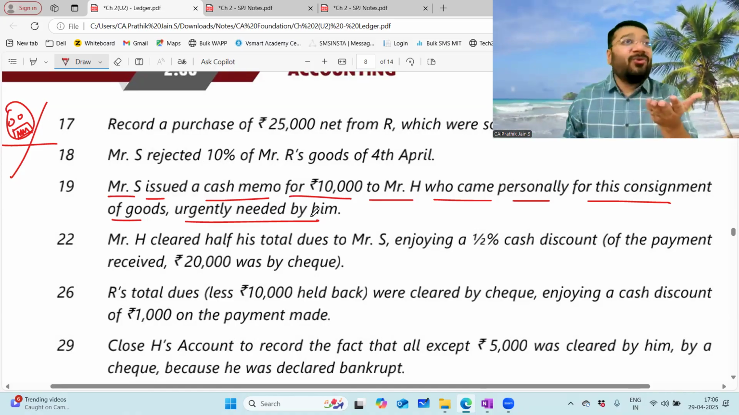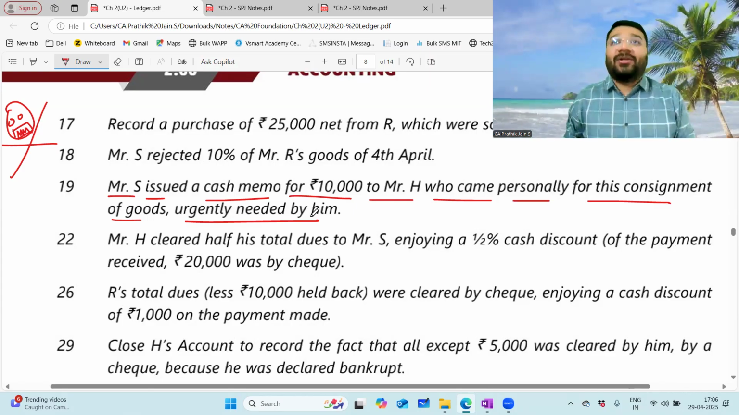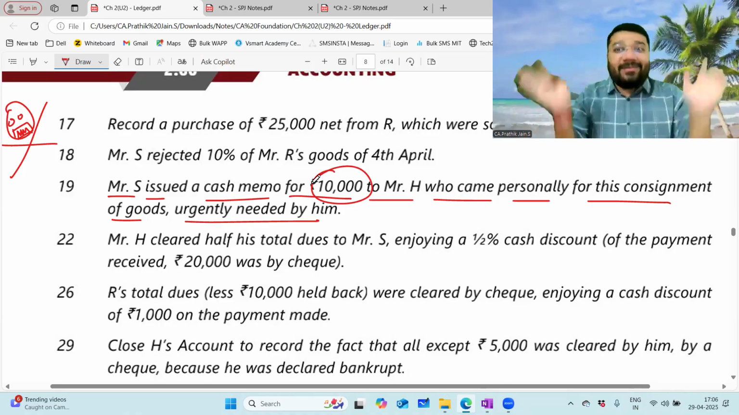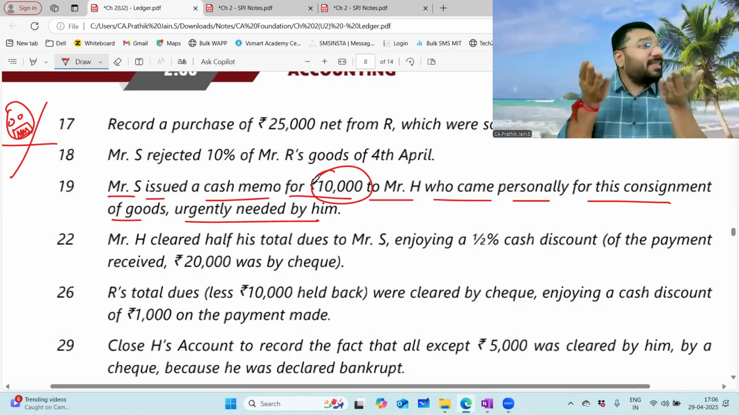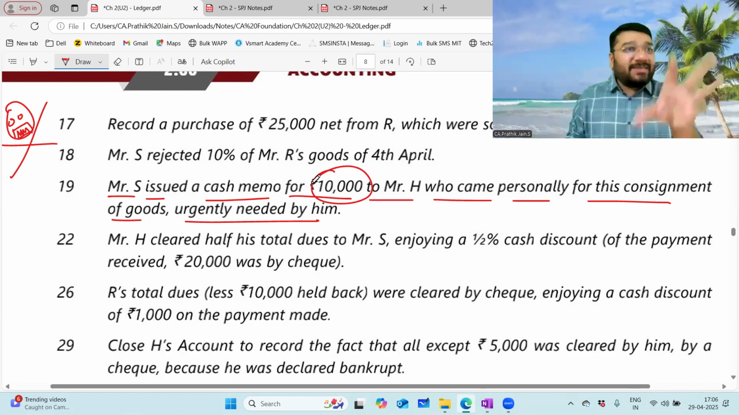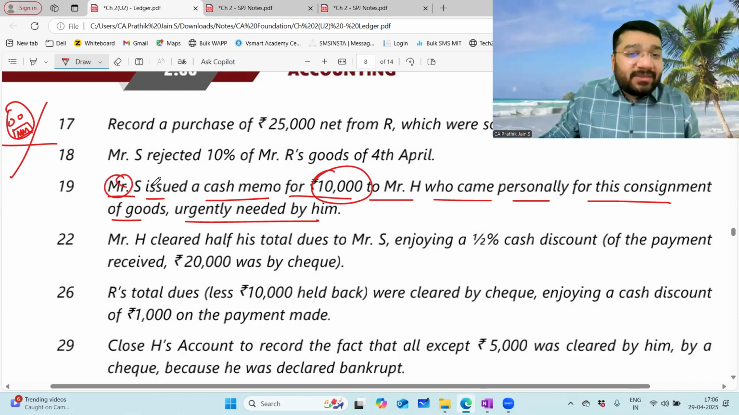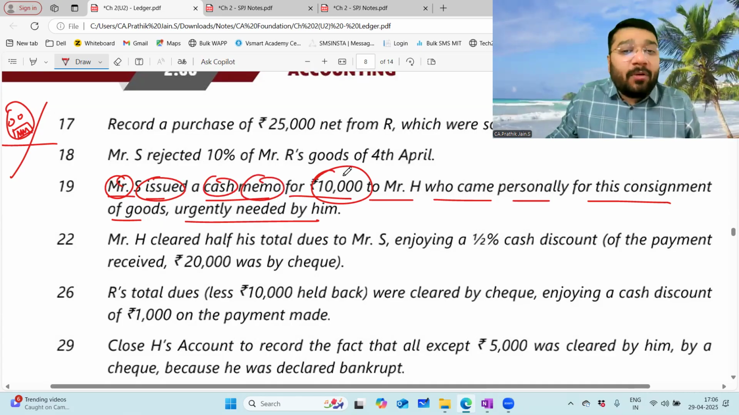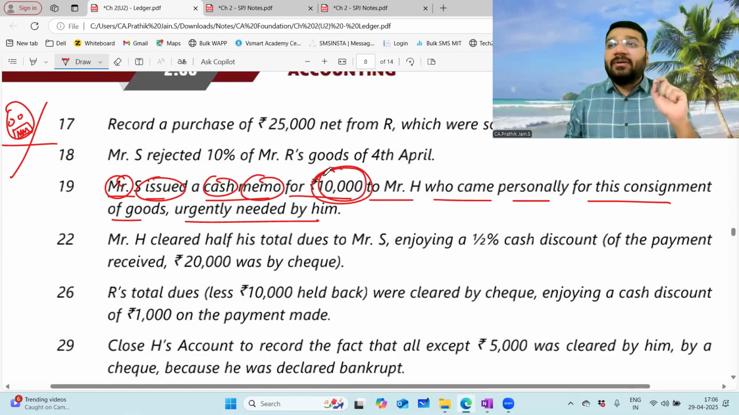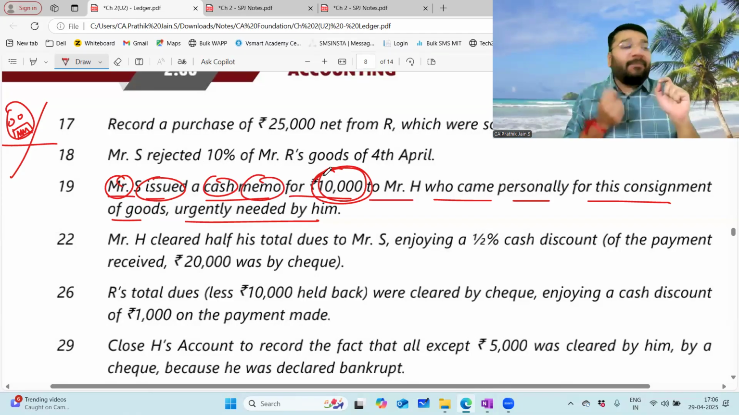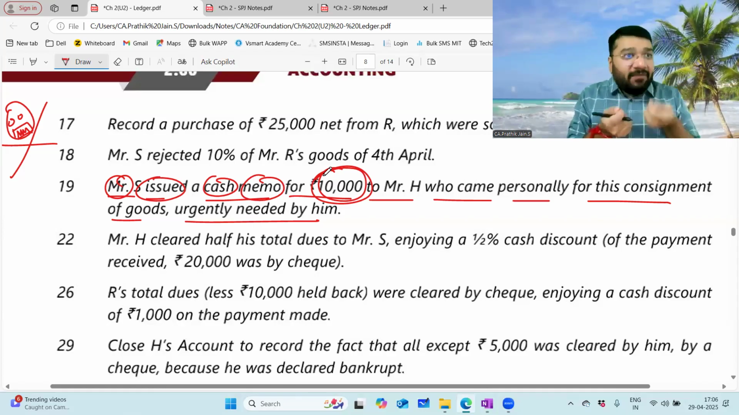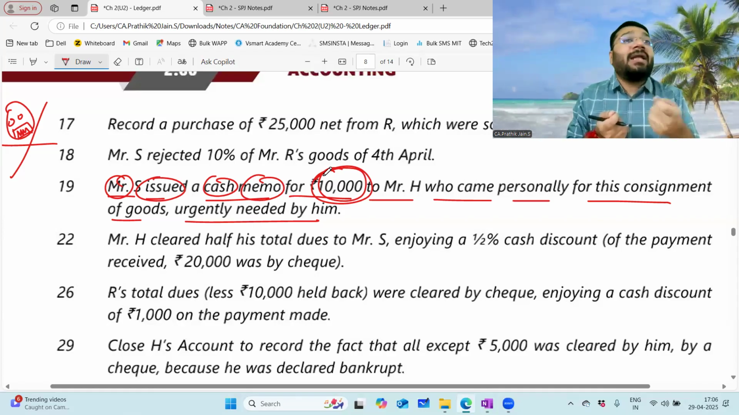This fellow wanted goods. So he came directly to our shop and we sold 10,000 worth of goods on the spot, taking cash. So this is a cash sale. Understand how this is a cash sale. Mr. S issued a cash memo of rupees 10,000. What is a cash memo? A cash memo is nothing but a cash voucher. Whenever somebody gives me an amount, I have to give an acknowledgement that I received the money. So I give a voucher, called a cash voucher or cash memo.